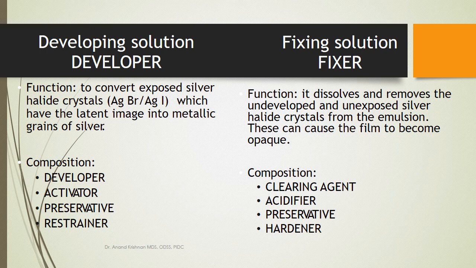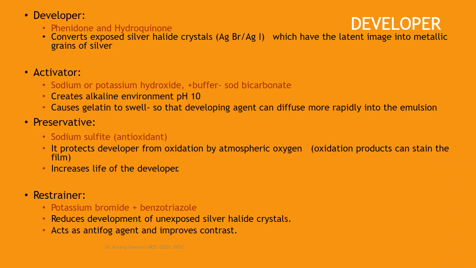So what is the function of this fixing solution? It dissolves and removes the undeveloped or unexposed silver halide crystals from the emulsion. So the image formation is based on the principle of subtraction. I'll explain this in a little more detail once we go through the other steps of developing. The composition of the fixing solution is clearing agent, acidifier, preservative, and hardener.